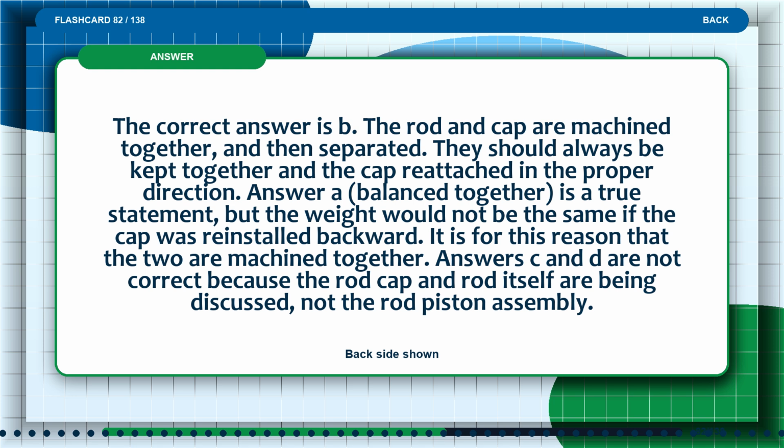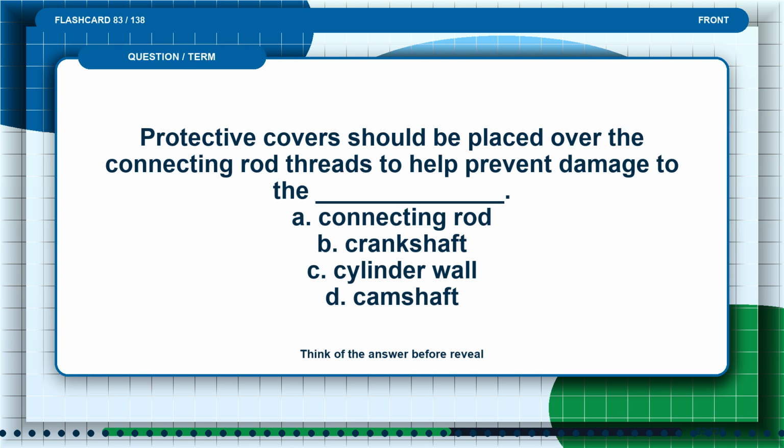Flashcard 83. Protective covers should be placed over the connecting rod threads to help prevent damage to the blank. A. Connecting rod. B. Crankshaft. C. Cylinder wall. D. Camshaft. Pause and think of the answer before the reveal.